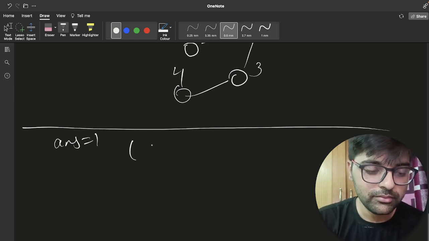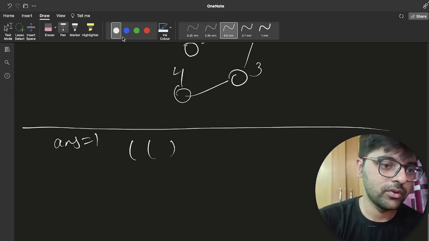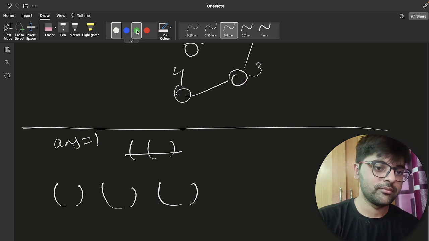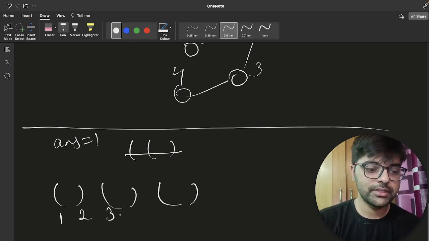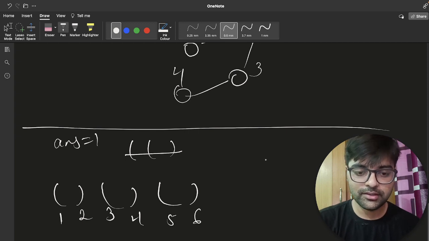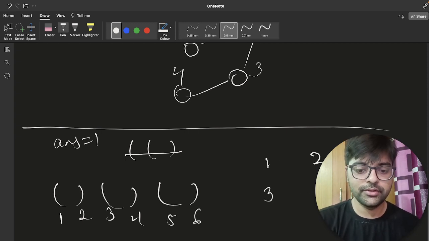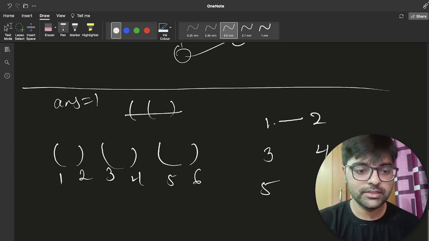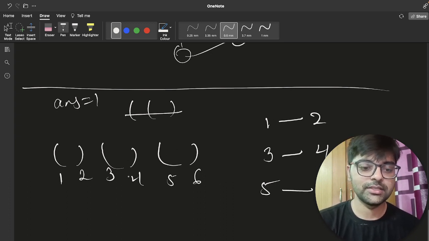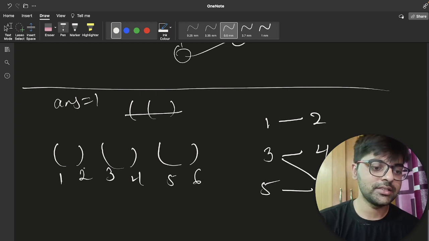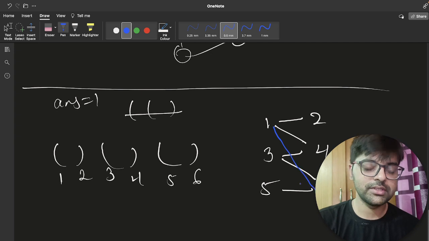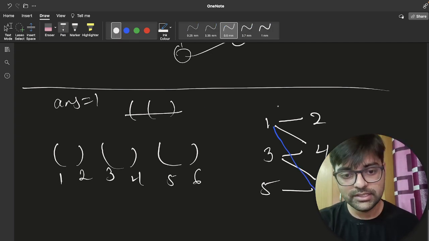Now let's start with some example. So this is 1 2 3 4 5 6, with numbering 1 2 3 4 5 6. 1 2 is balanced, so there will be an edge. 3 4 is balanced, 5 6 is balanced. 3 6 is balanced, 1 4 is balanced, and 1 6 is also balanced. So you can see these are all balanced.